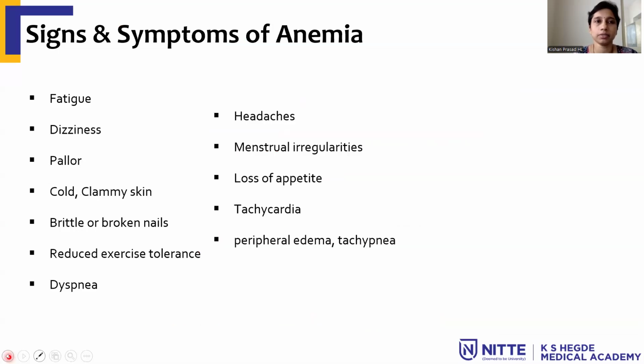So what are the symptoms whenever the patient has anemia? The symptoms can be fatigue, dizziness, brittle nails, reduced exercise tolerance, dyspnea, headache, and in females, menstrual irregularities, loss of appetite, and also they will present with swelling of the limbs, that is peripheral edema. And when you examine, there will be pallor, cold, clammy skin, brittle nails can be examined, and also there is edema.